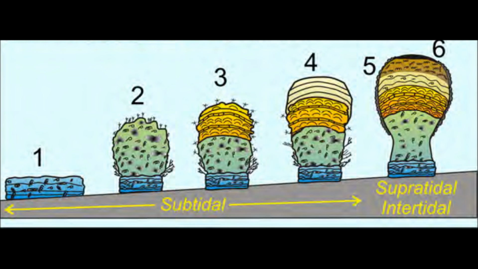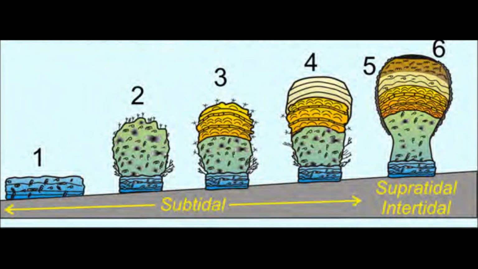This diagram shows a shallowing upward sequence within the internal stromatolite fabric. The internal fabric of a stromatolite is a record of a former surface mat. So what you see in this picture is that in the subtidal you have a certain type of internal fabric being created by that microbial community.